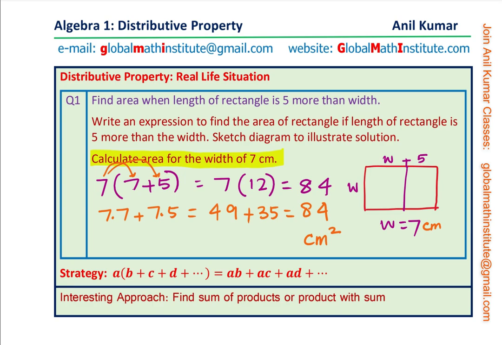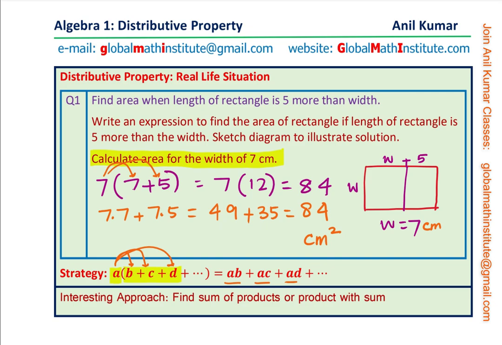So in general, once again, let's focus on this. A times everything in the bracket which is added together. The A can be distributed and you can find these products, correct? And then add them up as shown here. That is what distributive property is, right? So I hope you got the whole concept with this particular example, correct? So I hope this concept is absolutely clear, right?